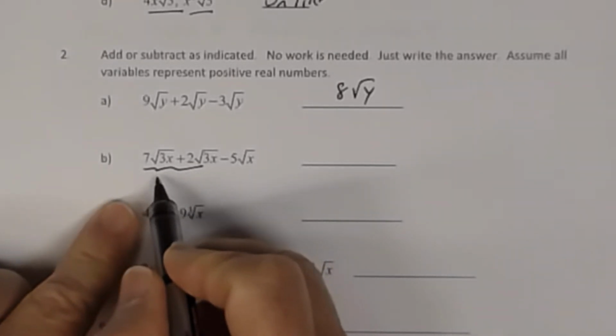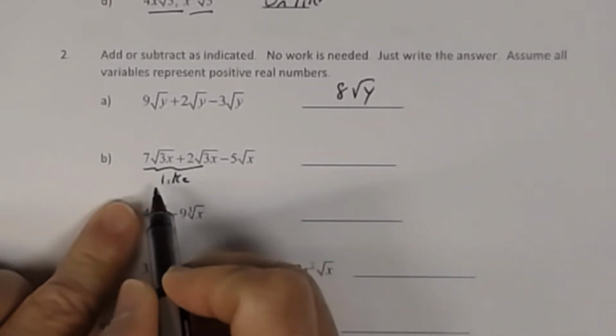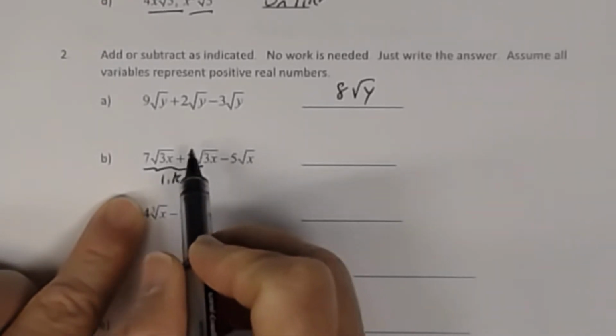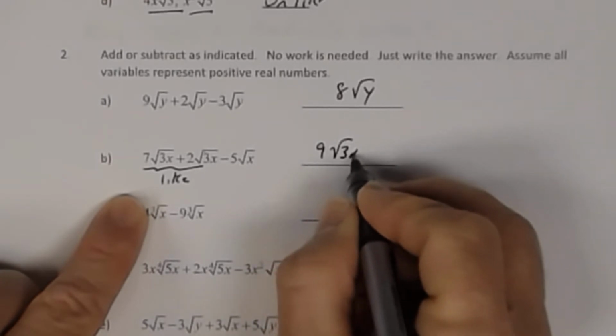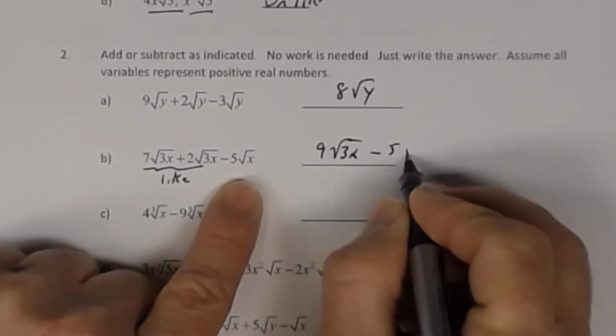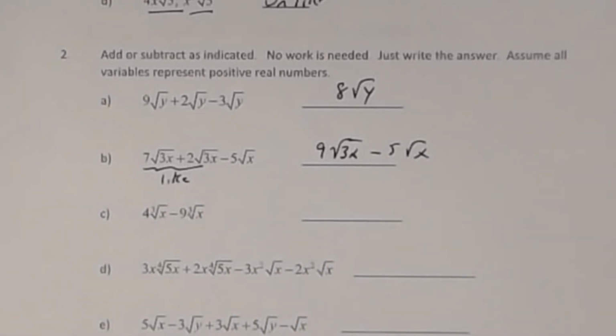So these are like terms right here. These are your like terms. So you get 7 square root of 3x plus 2 square root of 3x is 9 square root of 3x, and then minus 5 square root of x. All right, so that's all you can do.